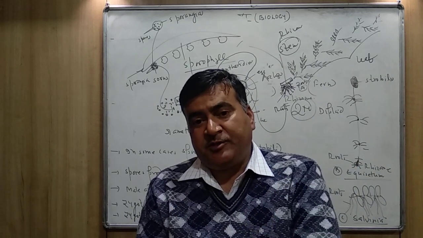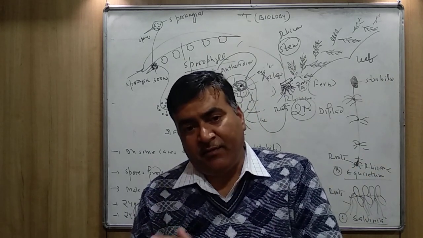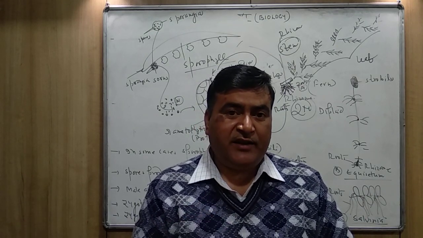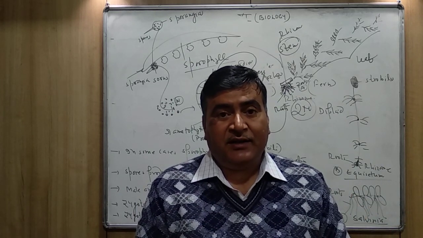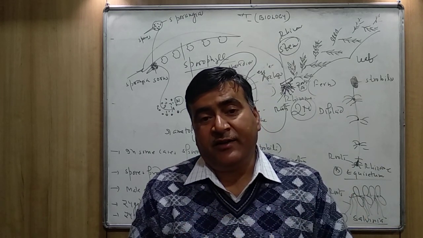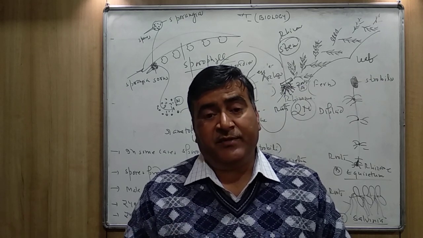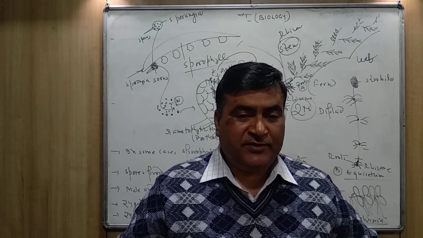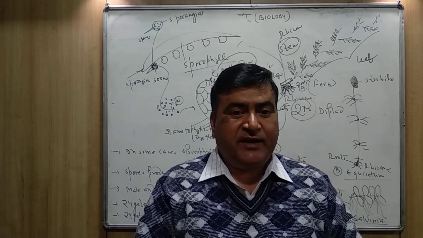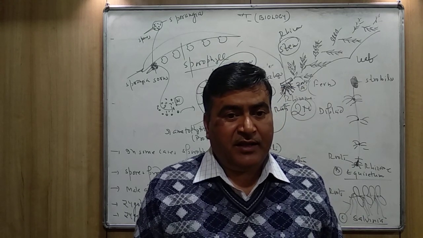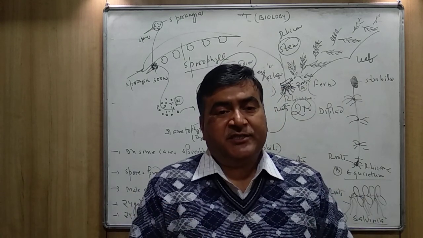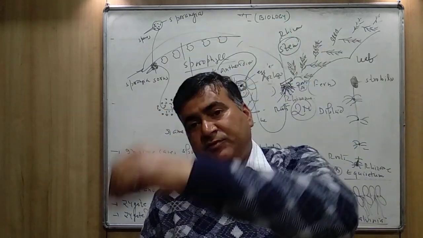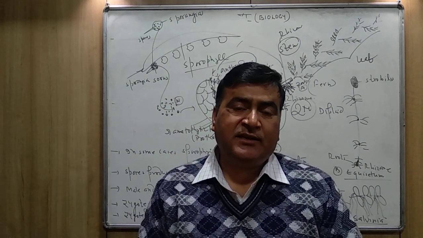When these two types of spores are liberated, they come outside from the sporangium. The microspore, the smaller one, forms the male prothallus, and the bigger one, the megaspore, forms the female prothallus. In this case, the male and female prothallus are differentiated from each other, and in the presence of water, the process of fertilization takes place. The male gametes come from the male prothallus to the female prothallus, and fertilization takes place.